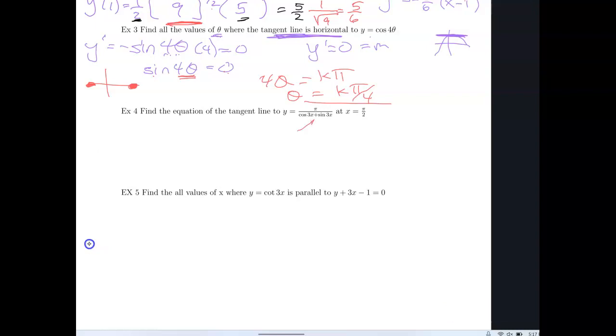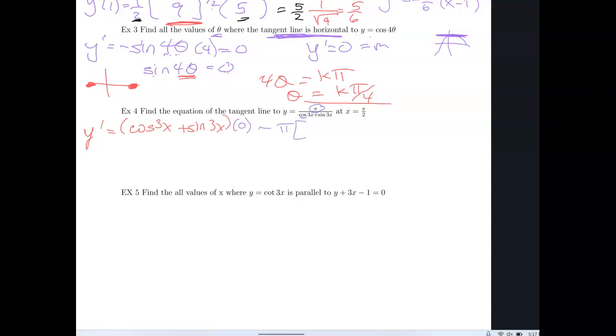So this, you can see, you need quotient rule. You cannot separate this around the addition in the denominator. So let's go do it. So y prime will be low, cosine of 3x plus sine of 3x, times the derivative of the high. Notice that this is just pi. So the derivative of pi is 0, minus high and then d low.